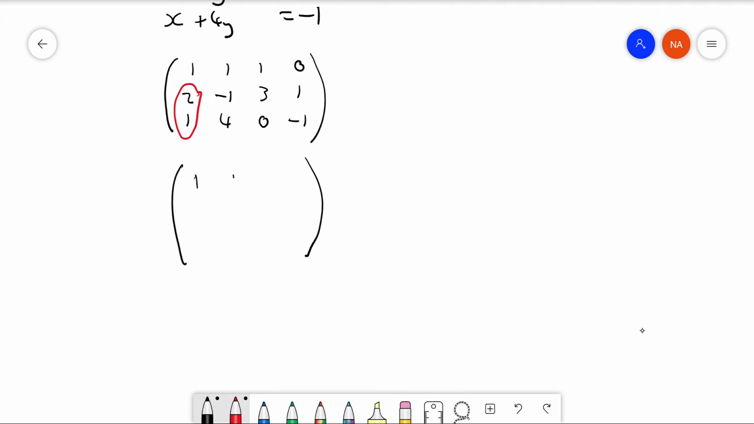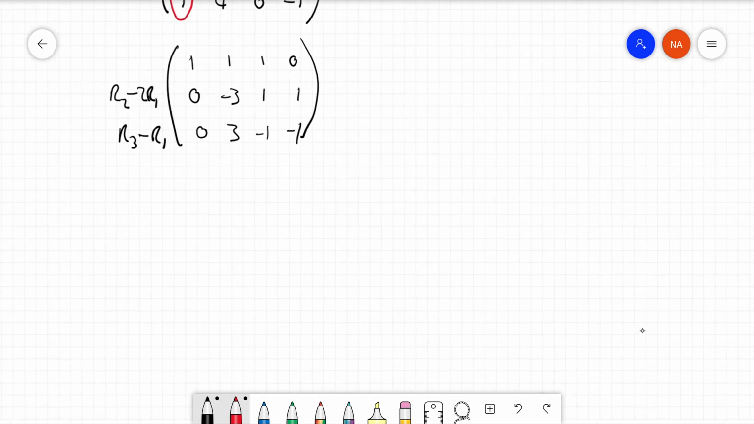Top row's already got a 1 in the top left. Now, row 2 is going to take away 2 lots of row 1, and row 3 is going to take away 1 lot of row 1, and that should give me my zeros. Okay, so row 2, take away 2, that'll give me 0 there. Minus 1, take away 2 is minus 3. 3, take away 2 is 1, and 1, take away that gives me 1. Row 3 minus row 1, that gives me 0 there, that gives me 3 there. 0 take away 1 gives me negative 1 there, and negative 1 take away 0 gives me negative 1. And I have that situation.